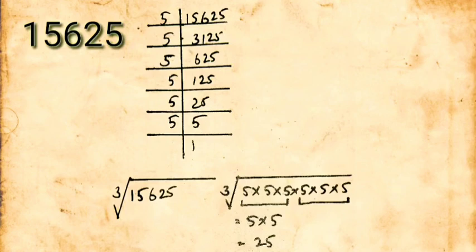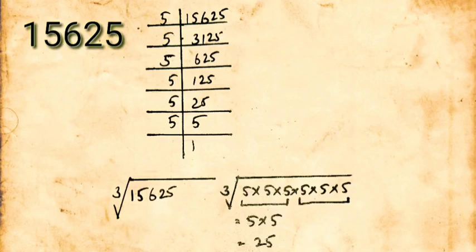Dividing by 5, we get 3125. Again it is divisible by 5, giving 625, then 625 divided by 5 gives 125. 125 is divisible by 5, giving 25. 25 divided by 5 gives 5, and 5 is divisible by 5. So these are the factors, 6 factors in total, of 15,625.